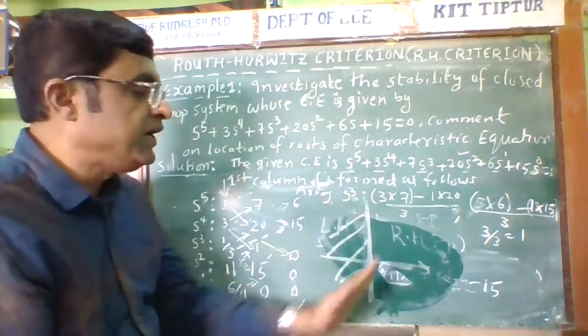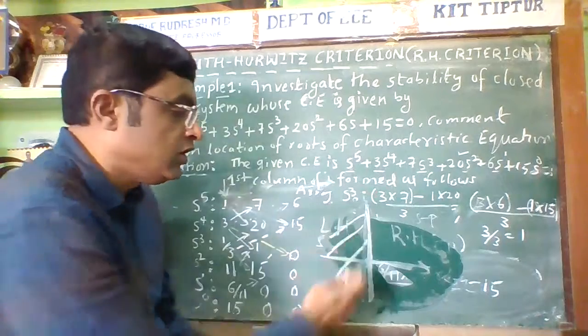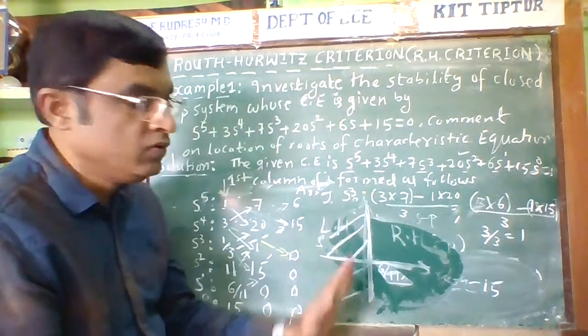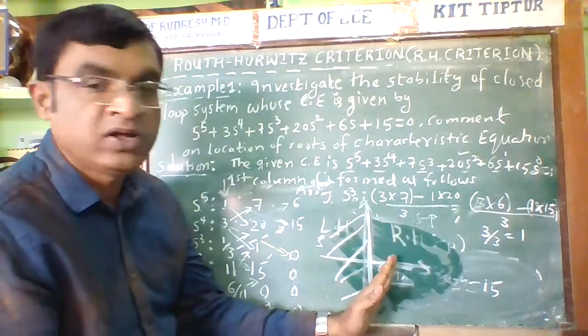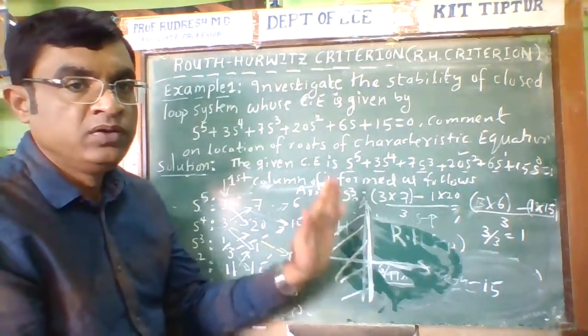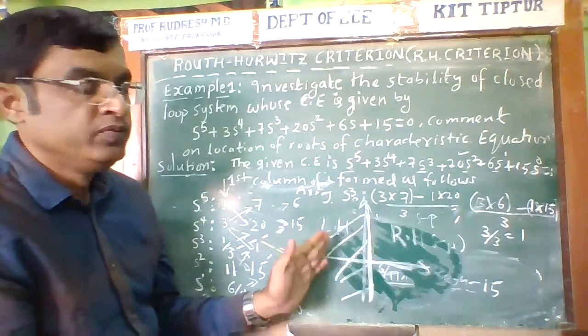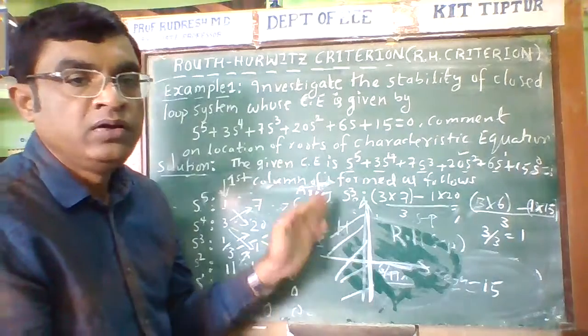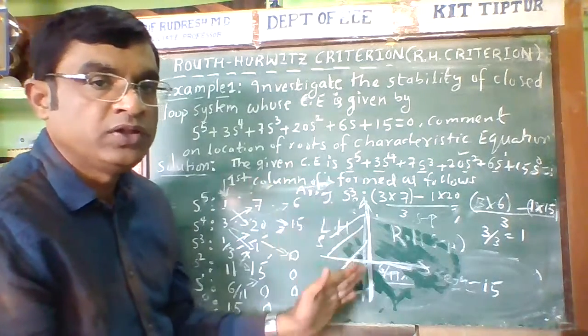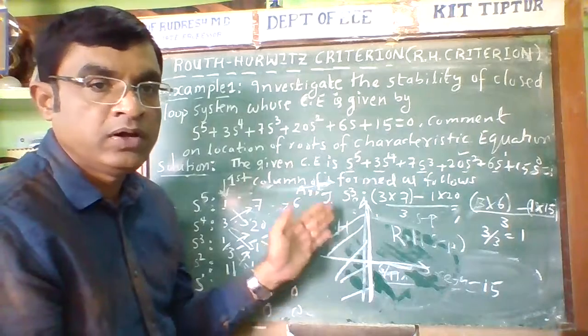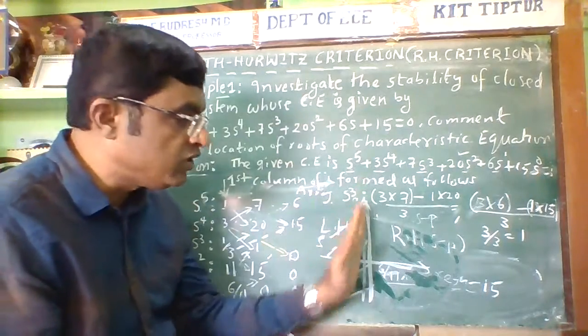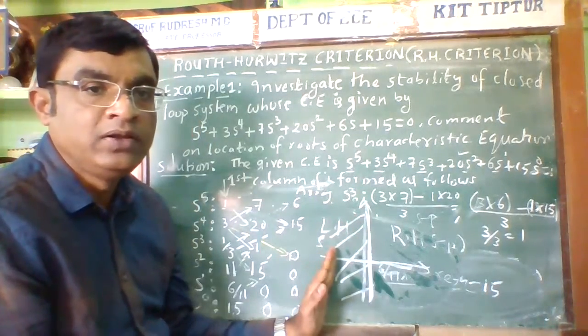So after finding the roots, if all the roots are lying on the left half of the S plane, then the system is stable. If any one among the 5 roots is lying on the right half of the S plane, then the system is unstable. Therefore, based on the location of the roots of the characteristic equation, we can say the system is stable or unstable.